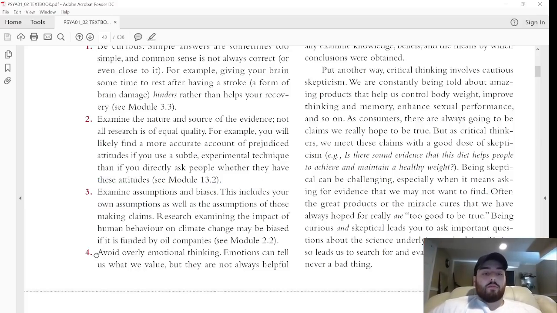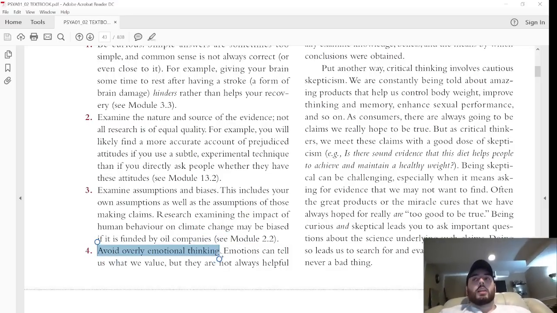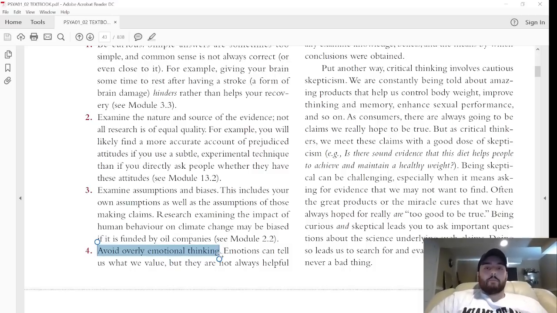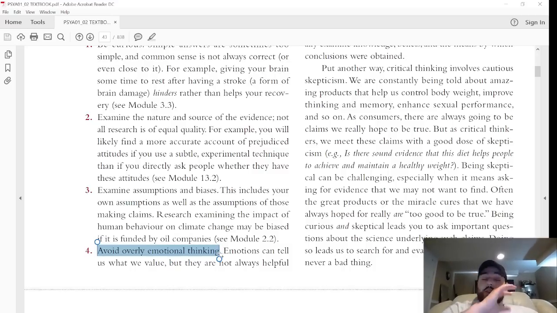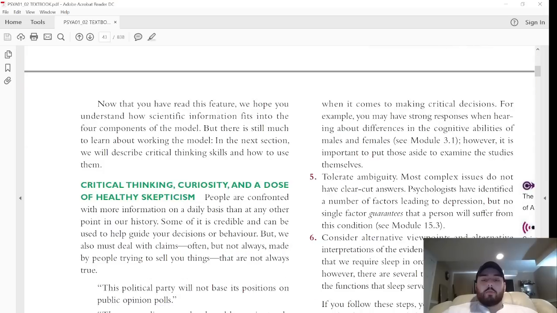So number 4 would be avoid overly emotional thinking. Now, this goes towards everything that we do in science, everything that you do, even in your own life. You want to eliminate as much emotion as possible, especially in scientific thinking. There's very little room for anecdotal evidence and anecdotal feeling and thinking, right? So we can go to number 5 too.